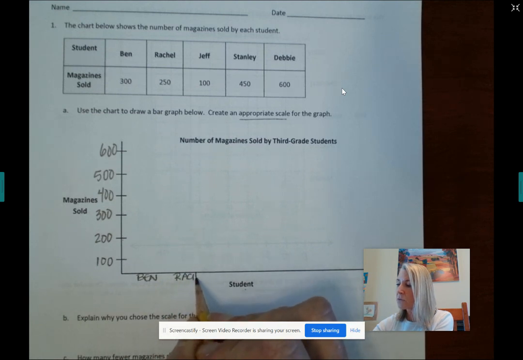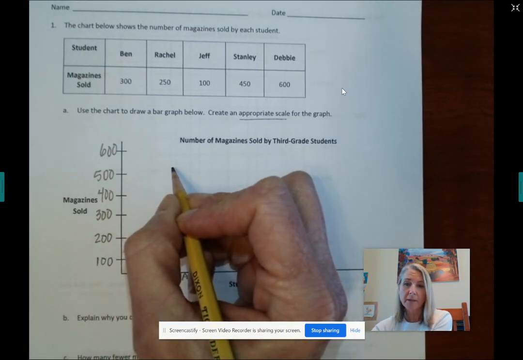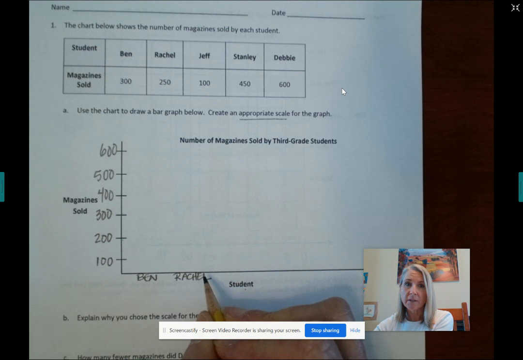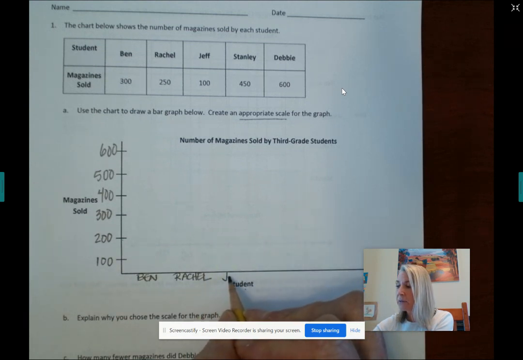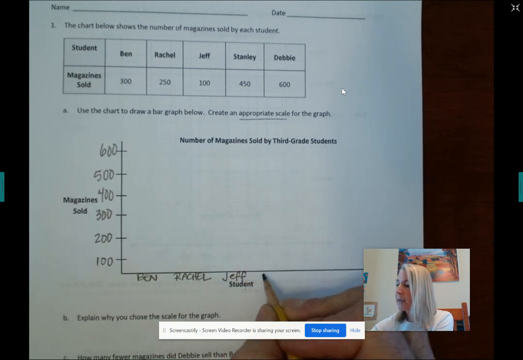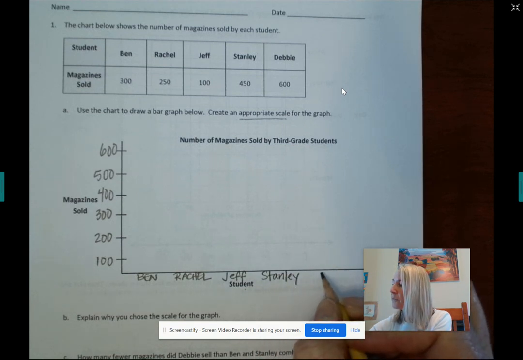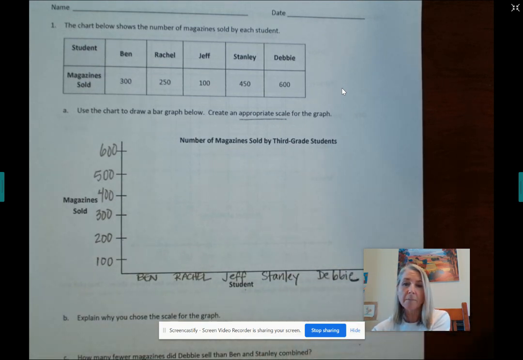Now you don't want your bars to attach, meaning they wouldn't share a line, Ben and Rachel. Those are actually called histograms. Or not histogram, a histograph, sorry. And those are a different type of graph. And then we have Debbie. So we do need to have spacing between our bars.